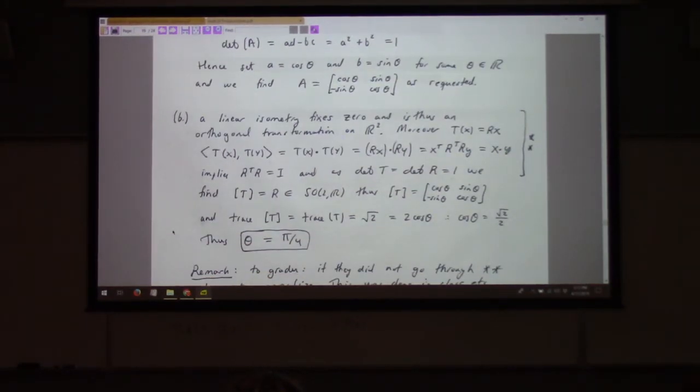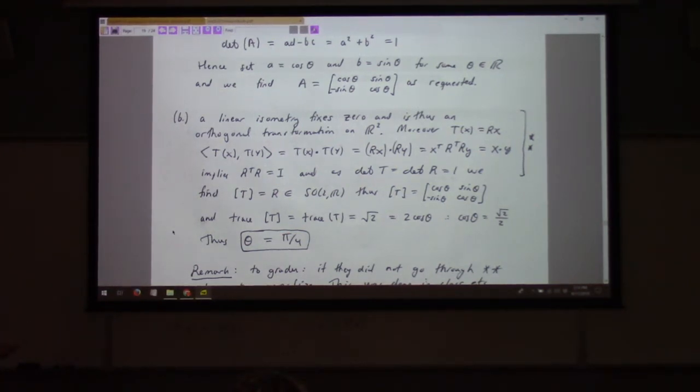Part B, remember, I told you that the trace was square root of 2. And I also had the determinant was 1, I think was given, right? So we have a matrix, the matrix of the transformation, that is an SO2 matrix like this. But I also gave you that the trace of the transformation, which is the trace of the matrix by definition, is square root of 2. So square root of 2 is equal to 2 cosine theta. So cosine theta is root 2 over 2, which is to say that theta is pi over 4.